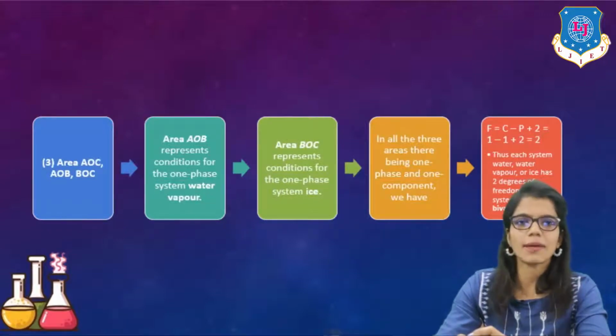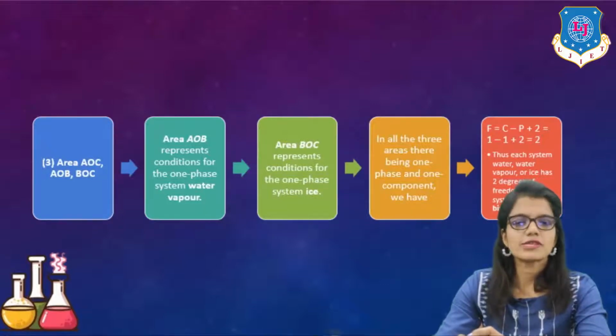Let's calculate the capital F. Capital F is equal to C minus P plus 2. Let's put the value of component as 1. Let's put the value for phase as 1.